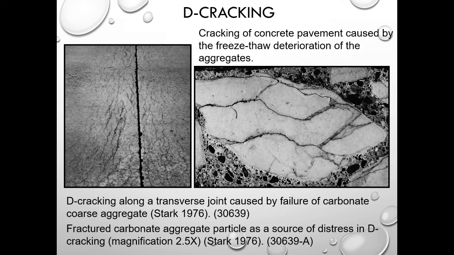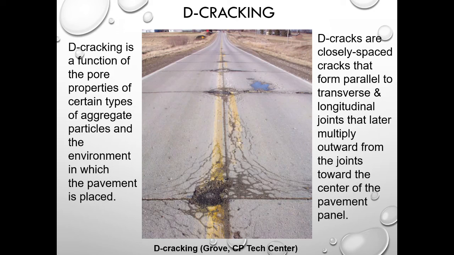And that obviously distresses the pavement. Typically, it occurs at transverse joints and longitudinal joints running parallel to it. So it's a function of the pore properties of certain types of aggregate particles. In Winnipeg and Manitoba, we used to have this problem way back in the late 60s and early 70s. Back then, we were using aggregate maximum sizes of 40 millimeter. Since then, when this distress was noted, studies were done and they determined that if we reduce the maximum size of aggregate, the porosity and the rate of absorption changes, and we can reduce D-cracking quite a bit.